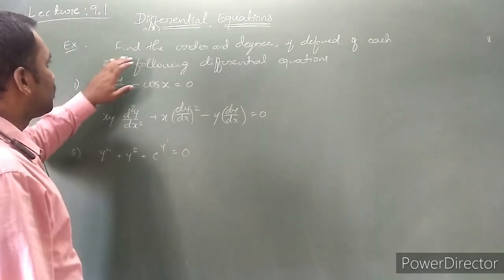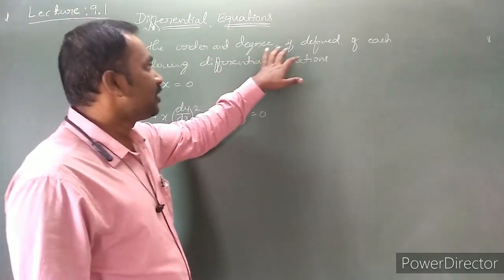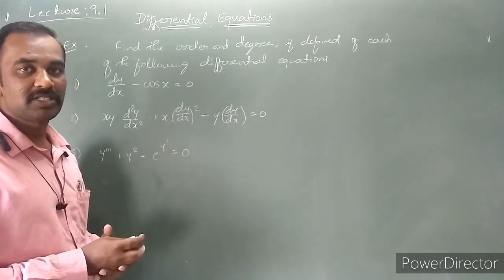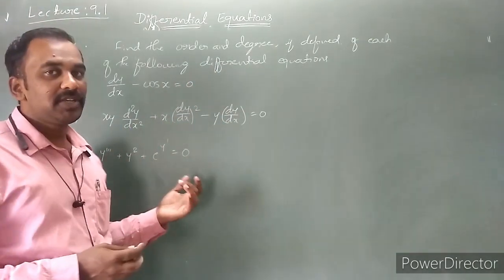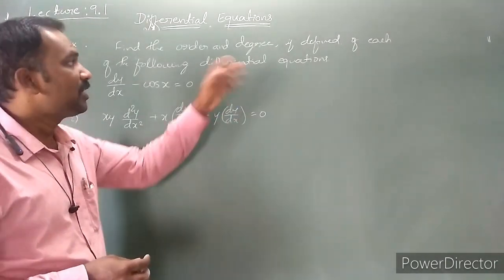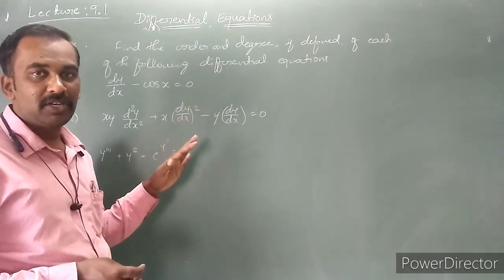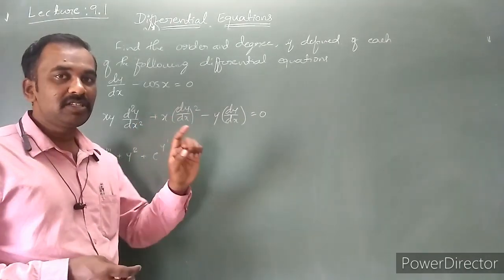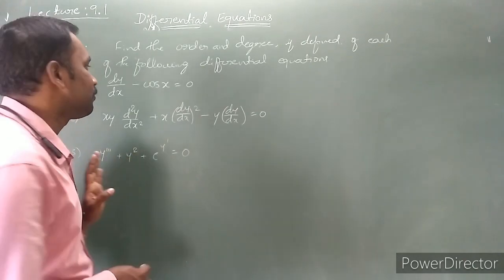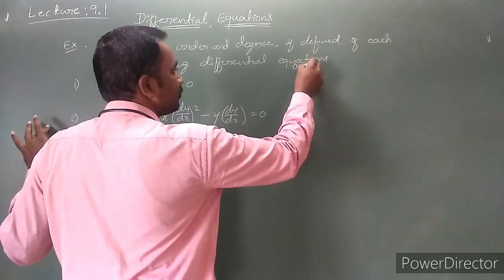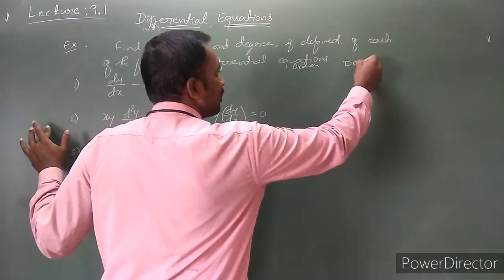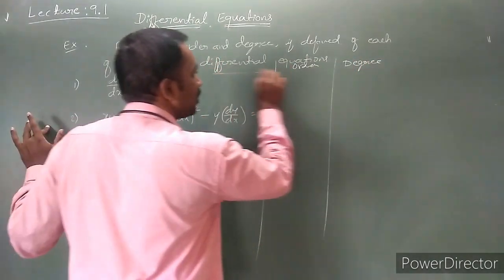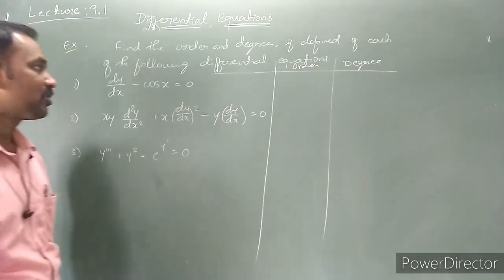Example: find the order and degree, if defined, of each of the following differential equations. For these differential equations, we need to find the order and degree if defined. Order is defined for every differential equation. Degree is defined only for a differential equation that is a polynomial in the derivatives. Okay. Now I am going to write the order and degree.